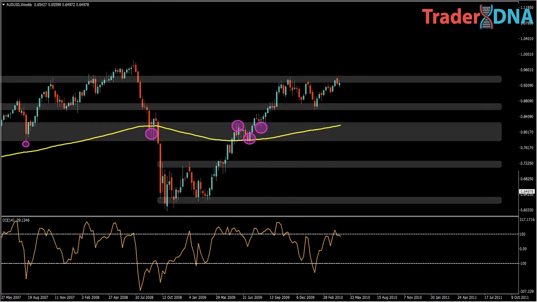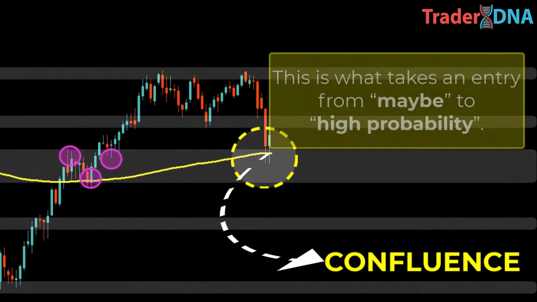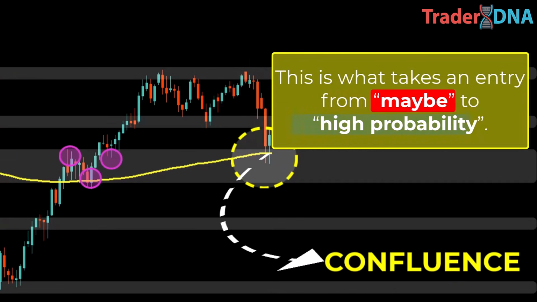So what's the big deal? Why do we even care about key support and resistance? Because they give us confluence. Basically extra confirmation that our entry is not just good, but insanely strong. This is what takes an entry from maybe to high probability, and in some cases, it feels almost impossible to lose. Imagine stacking multiple layers of proof before taking a trade. Support and resistance are the layers that lock everything together.